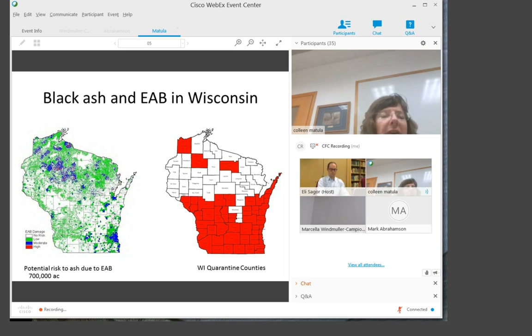So you can barely see the red, but there's red dots in the northern part of the state. That depicts a high potential of risk, and those are the areas where we have a lot of black ash acreage. We have over 1 million acres of black ash, especially in the northern part of the state. So there is a lot of risk to these areas, and we realize there's a lot of considerations that we have to think about as we're managing these areas.